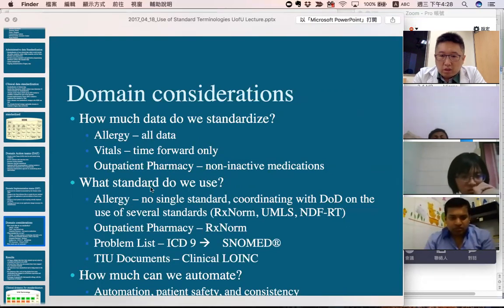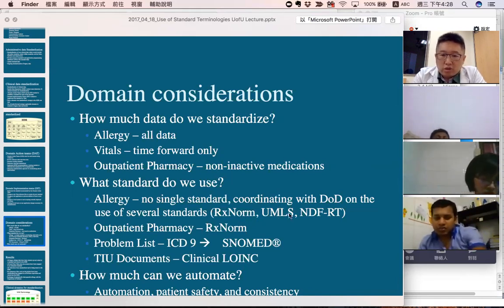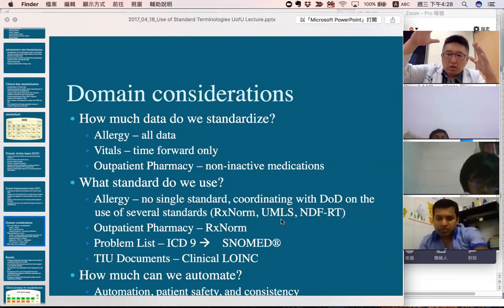You can see that for allergy and drug information, the IS norm is for the drug, and the UMLS is the Unified Medical Language System, developed by NLM, the National Library of Medicine. I think the UMLS is the most general dictionary to cover everything.